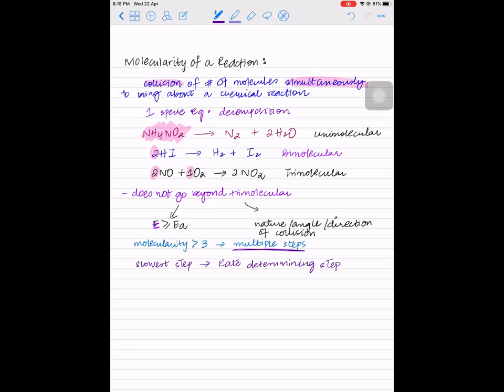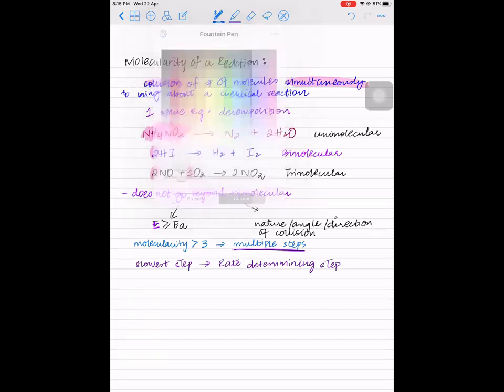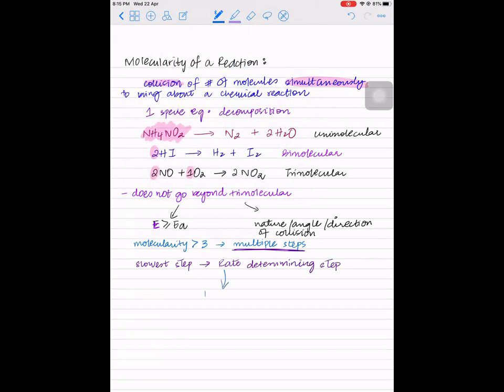This rate determining step will determine the rate, or I can say the rate equation. And what is the rate equation? It is basically telling us how the reactants are affecting the rate. And how do you deduce the rate equation through the rate determining step?